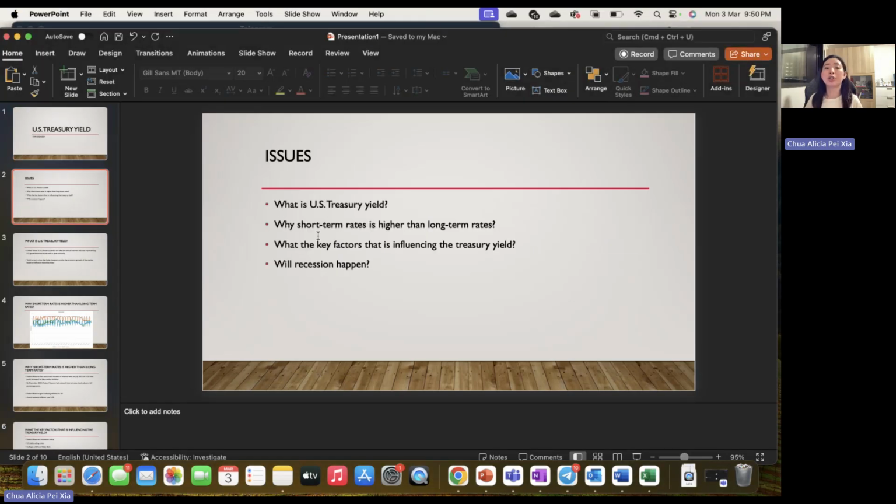So here are the issues that we are discussing today. The first one is what is the U.S. Treasury yield, and why are short-term rates higher than long-term rates, and what are the key factors that are influencing the Treasury yield. And the last question will be, what is recession and will a recession happen?